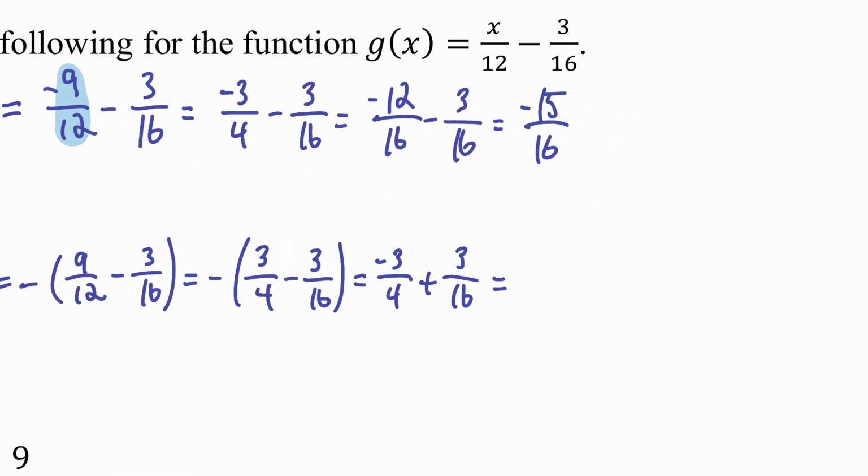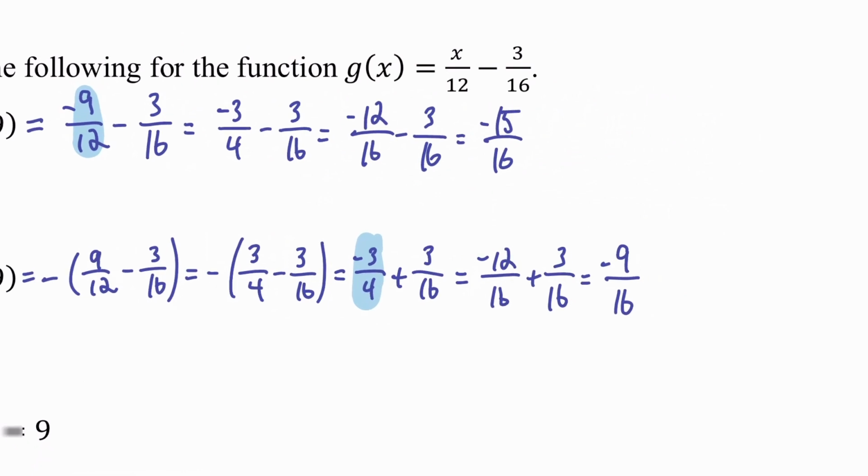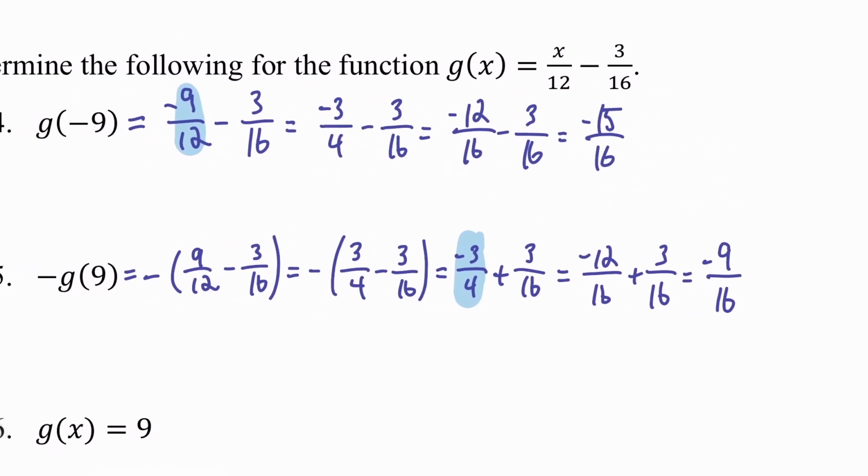And then again, this fraction here needs to be scaled up to have the right denominator. So I'm going to multiply top and bottom by 4. So I'll have -12/16 plus 3/16. And we get -9/16 as a result. Okay. So clearly not the same answer, right? It's different because the positioning of that minus sign makes a difference.